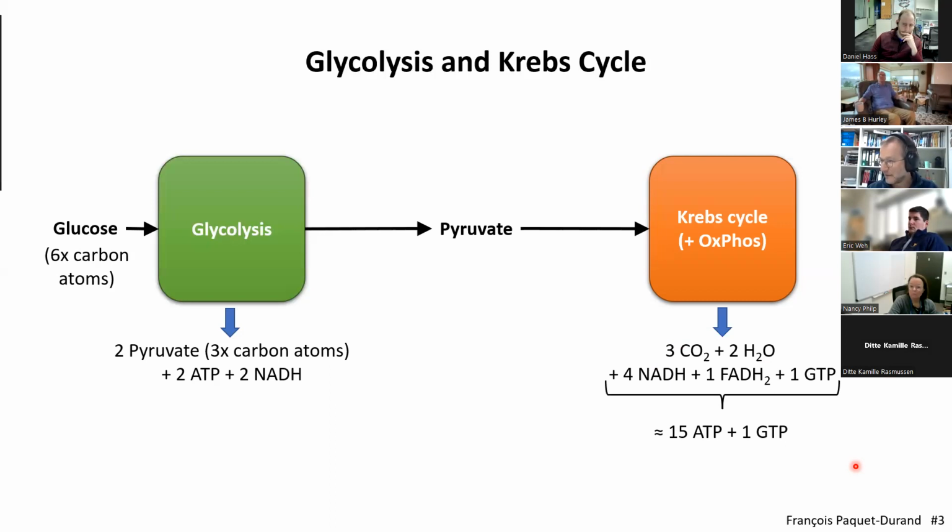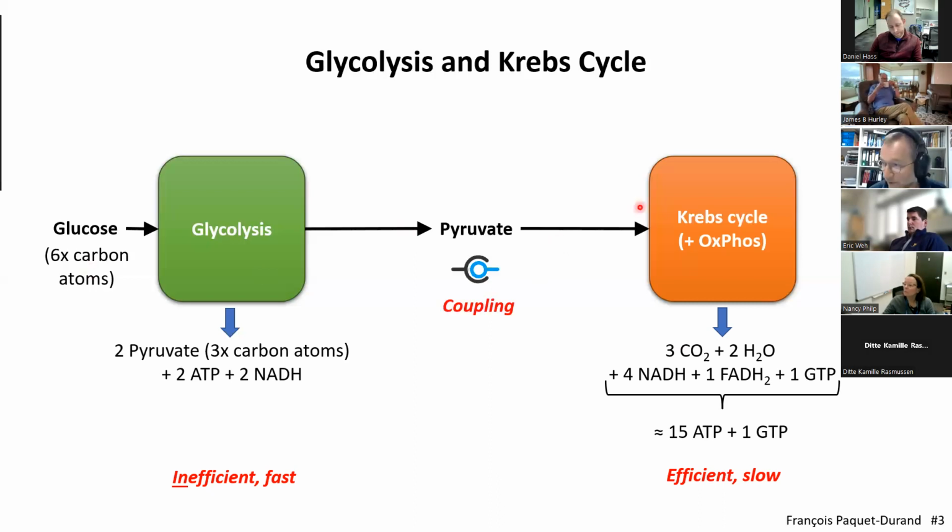What the textbooks are sometimes a little bit not so clear about is that glycolysis is inefficient, that's obvious, in terms of ATP output, but it's also really fast. And the Krebs cycle, on the other hand, is efficient in terms of ATP output, but it's very slow. It's about 100 times slower than glycolysis. And this is a problem because these 2 pathways are coupled by pyruvate. So this coupling requires basically that the 2 pathways run at the same speed. And that is not the case. So how does this work?